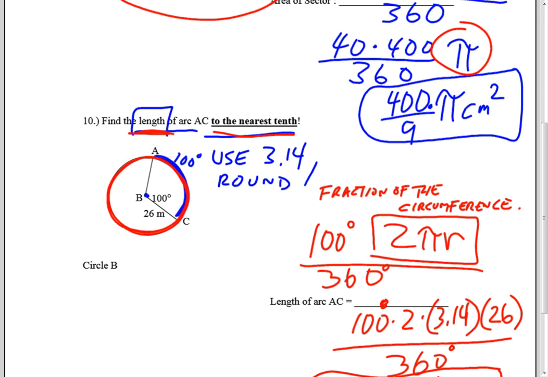Take out your packet and get it to your groups. Rest of the period, you're looking at finishing up your answer sheets.